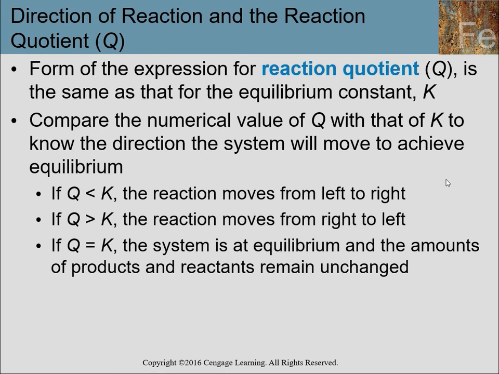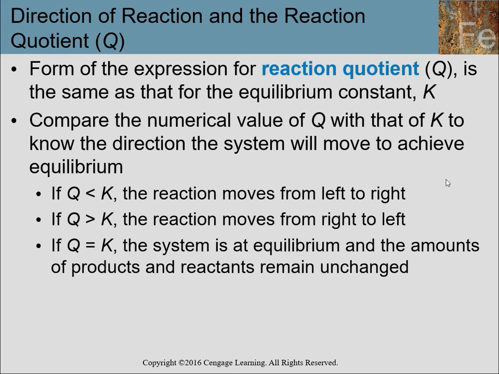Here's how it works. So we're going to go ahead and put the numbers into the expression and get a reaction quotient. It's just a value that is the result of putting the here and now concentrations or the here and now pressures into the equilibrium constant expression and getting a number. And then we're going to compare the numerical value of Q with the numerical value of the KEQ, the KP, the KC, whatever, and designate a direction.